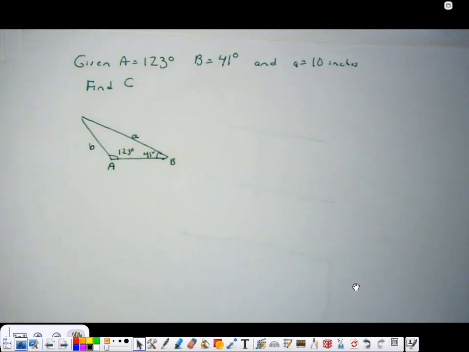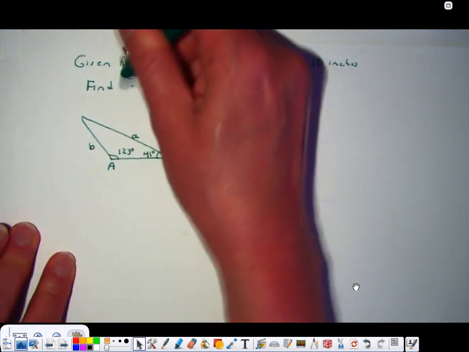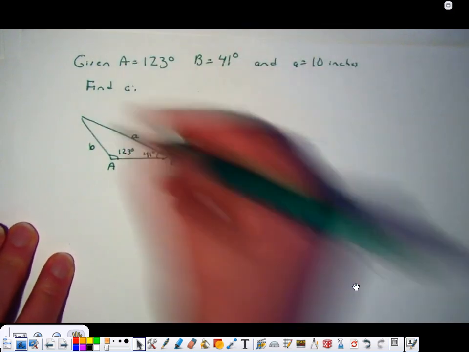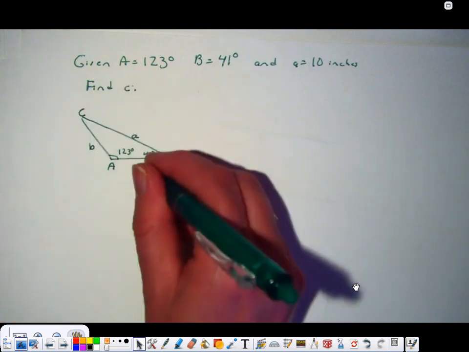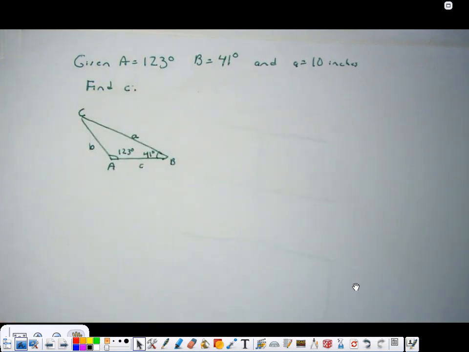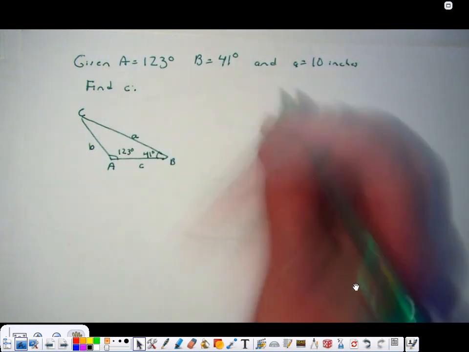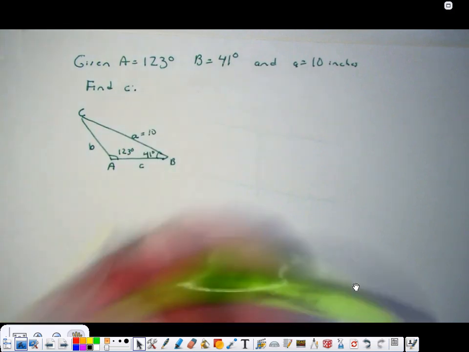Now it says find C. I believe that was find little c. So I need to make that look like a little c. The remaining angle would have to be big C. The side across from it would be little c. In order to use law of sines, you need any side and the angle opposite that side. That's how I'm going to decide if I can use law of sines. So do I have a side and the angle opposite that side? What are they? The A's, yeah. A was 10. I forgot to mark that in. Yes, so you're exactly right.